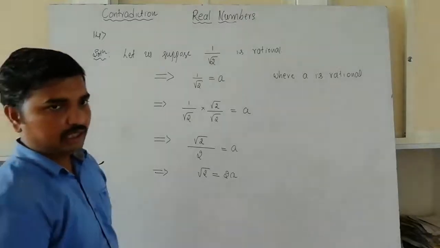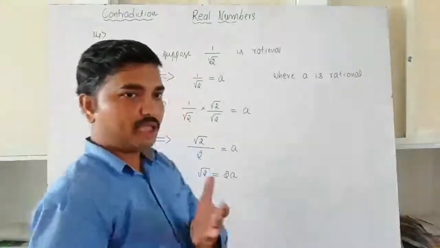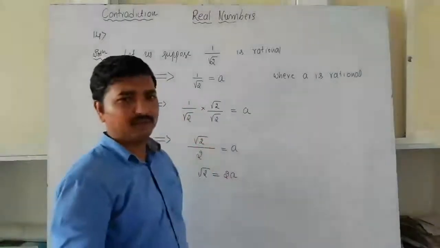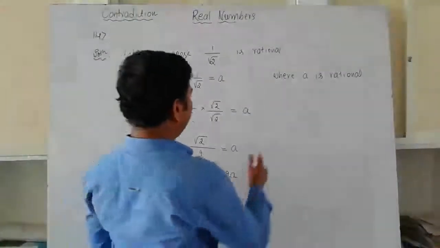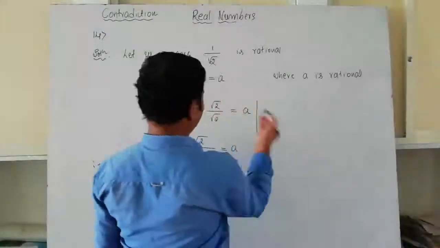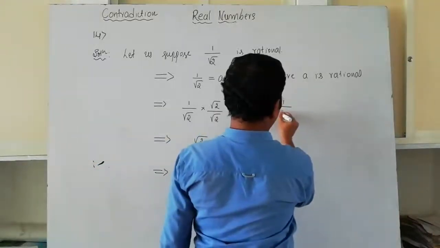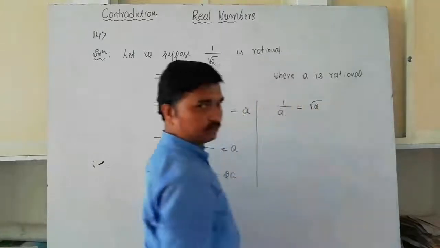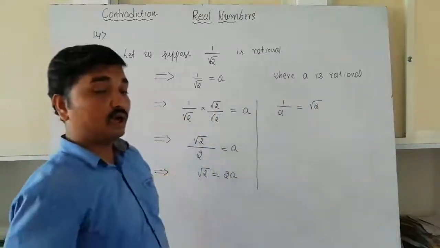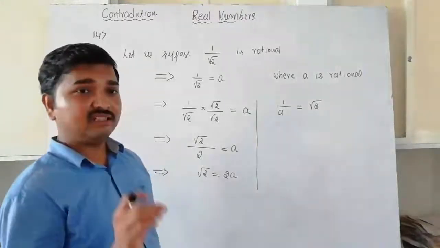Okay, now look at here. I think one doubt will arise in your mind: why do you multiply and divide by root 2? Why can't you write like this? What will happen if you write like this? I'm going to cross multiply a. 1 divided by a is equal to root 2. Can I write like this? If I write like this, what will happen? Is there any mistake? If someone asks, definitely there is a mistake.